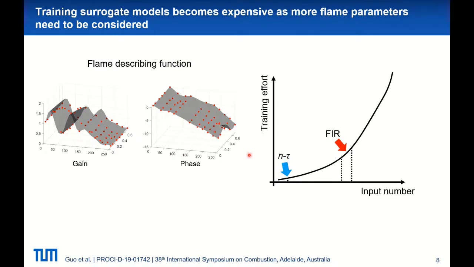For the nonlinear case, the situation is even worse as we are using a flame describing function. Each data point in gain and phase, measured at a discrete frequency and forcing amplitude, constitutes an input parameter that we need to consider. The corresponding training effort would be prohibitive in practice. Now the question is, can we develop a new surrogate scheme to flatten this curve and effectively break the curse of dimensionality? That's exactly what we are trying to answer in the current study.